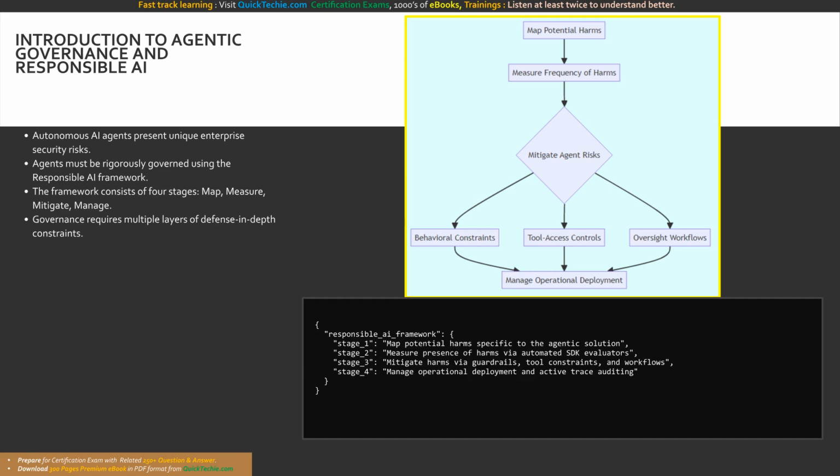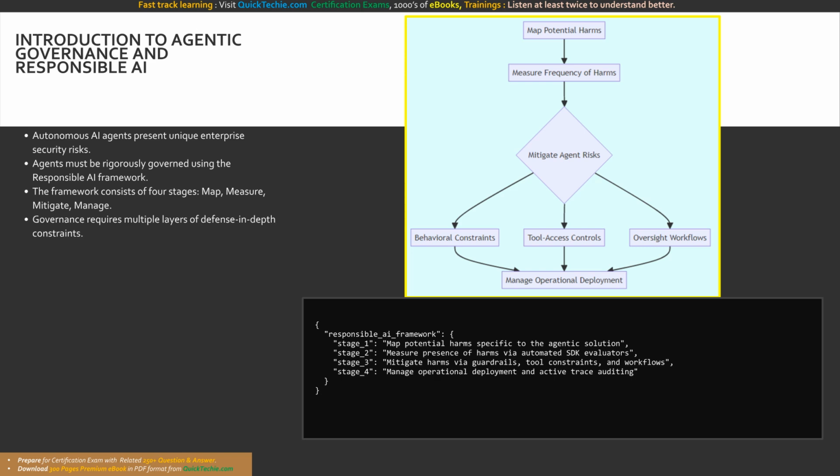If an agent is granted overly broad access or lacks rigorous behavioral guardrails, it could inadvertently execute dangerous actions, leak sensitive data, or hallucinate entirely incorrect business decisions. To successfully govern this immense power, Microsoft forcefully advocates a highly rigorous, actionable four-stage process for responsible generative AI: map, measure, mitigate, and manage. You must aggressively map the potential harms relevant to your specific solution and rigorously measure their presence using automated evaluators within the Foundry SDK. However, the most critical engineering work occurs during the mitigate and manage phases, where you actively configure the constraints that physically prevent the agent from causing harm.